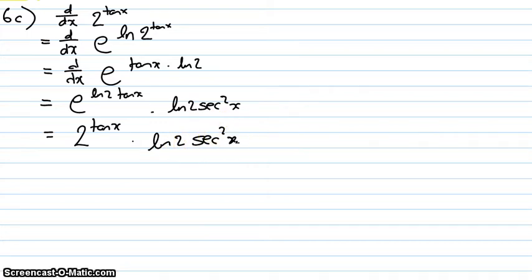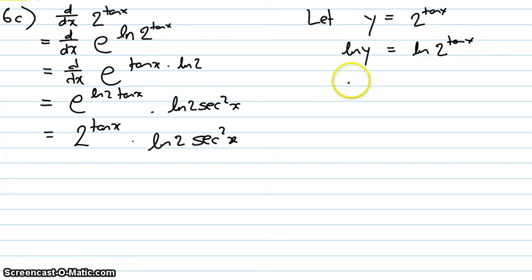Now, a few of you may not like this idea of e to the ln, so there's another way using implicit differentiation. You say let y equal to 2 to the power of tangent x. And we use a similar trick. We know we've got to get the x onto the bottom line or onto the same line as the y, so we take ln of both sides. Ln y is equal to ln 2 to the power of tangent x. Using the laws of logarithms, we can bring that tangent x down. So ln y is equal to tangent x times ln 2.